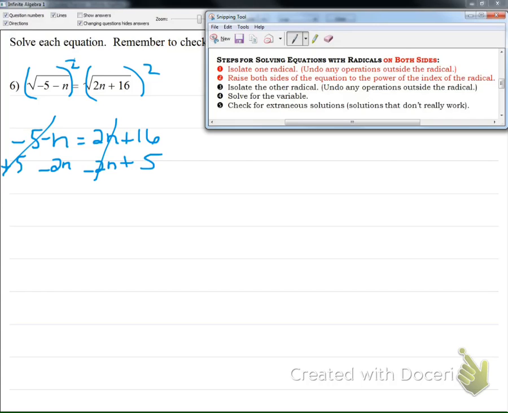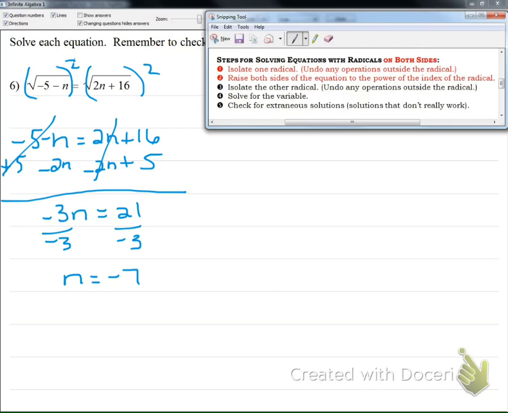Okay. Ready to combine like terms? Negative n minus 2n is negative 3n, which is equal to 16 plus 5, which is 21. I'll divide both sides by negative 3 to isolate that variable. So our n is equal to, well, positive 21 divided by a negative equals a negative. 21 divided by 3 is 7.